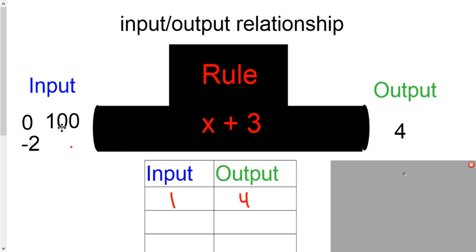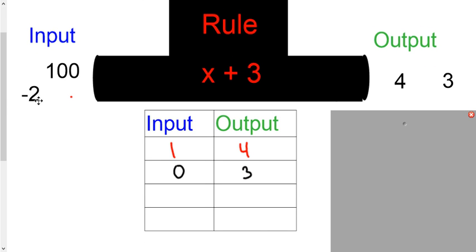Now let's do the 0 first. If I put 0 through and add 3 to it, 0 gives 3. So let's write that one out. 0 was my input, 3 was my output. And if I put -2 in, I get +1. What about if I put 100 through? 103.